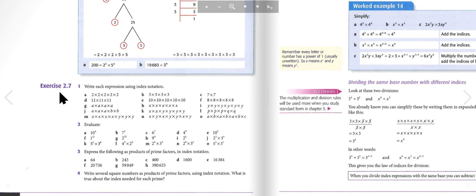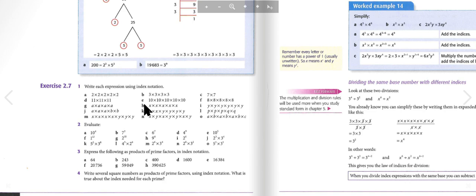Exercise 2.7. Question 1. Write each expression using index notation. 2 times 2 times 2 times 2 times 2. 3 times 3 times 3 times 3. 7 times 7. 11 times 11 times 11. 10 times 10 times 10 times 10. 8 times 8 times 8 times 8 times 8. 8 times 8 times 8 times 8.